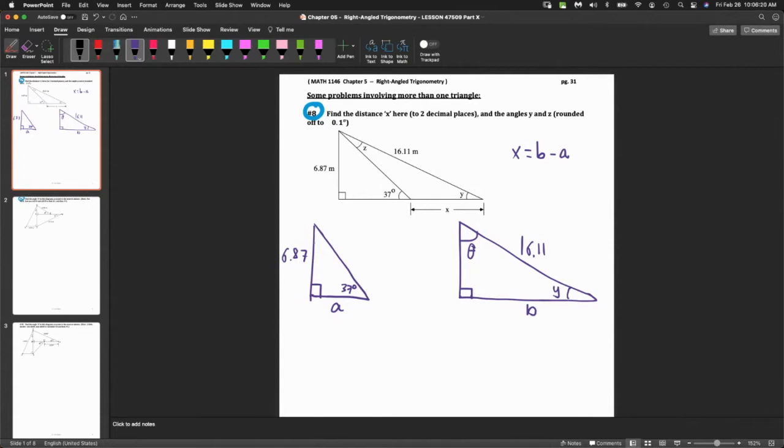Can someone tell me this angle up here? Just quickly, what's that angle right there? What's that angle there? Anybody have that? Yeah, that's right. It's the 180 rule. Thank you, Shalon. Or you can do 90 if you want. 90 minus 37, so that'd be 53.